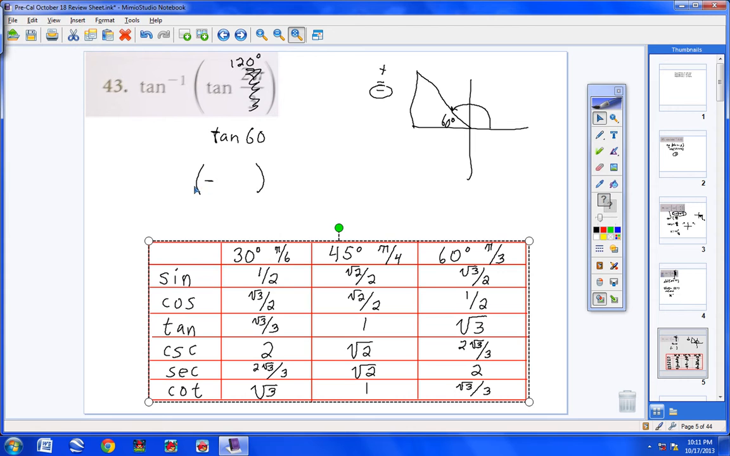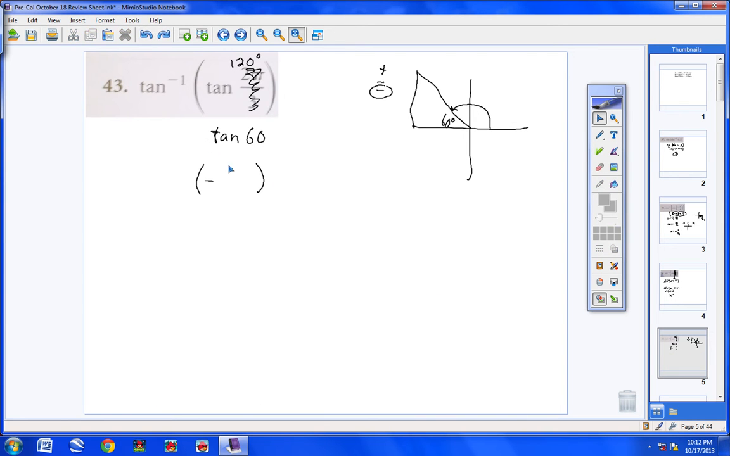So let's see, the tangent of 60, here's tangent, here's 60, so it's square root of 3. Tangent of 60 is square root of 3. All right, so negative square root of 3. There we go. And now bring down your tangent -1. So inverse tangent of negative square root of 3. So now I rewrite that like this. I write tangent of some angle x equals negative square root of 3.